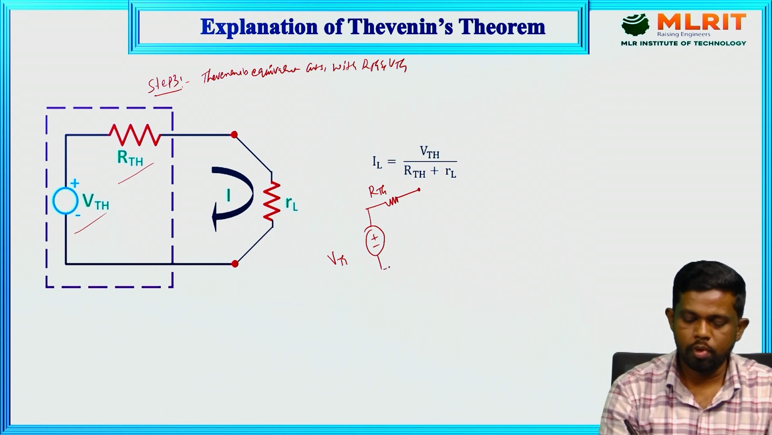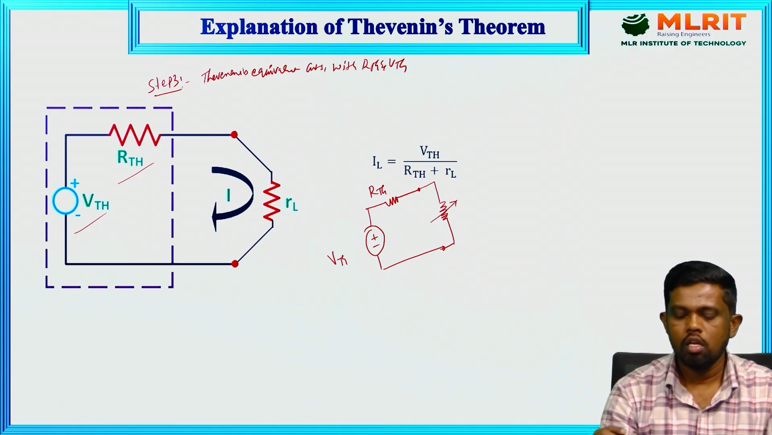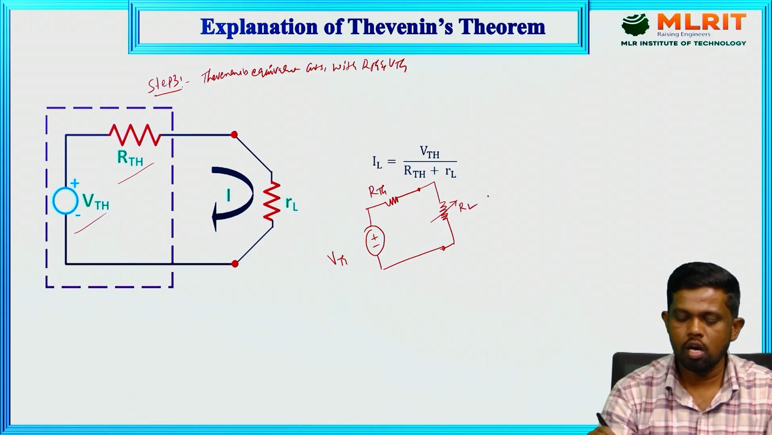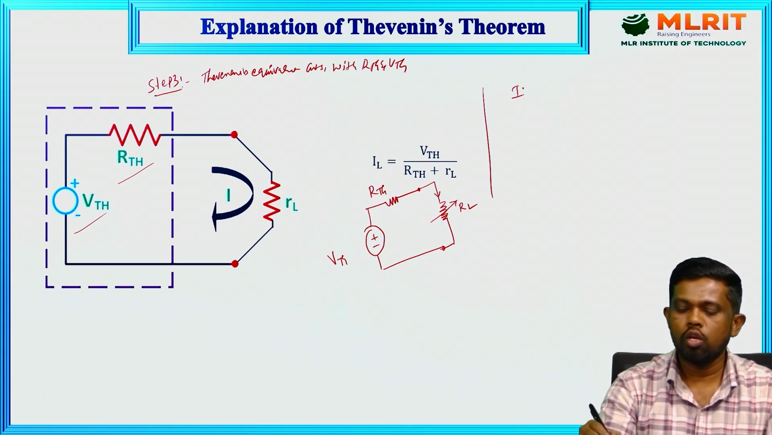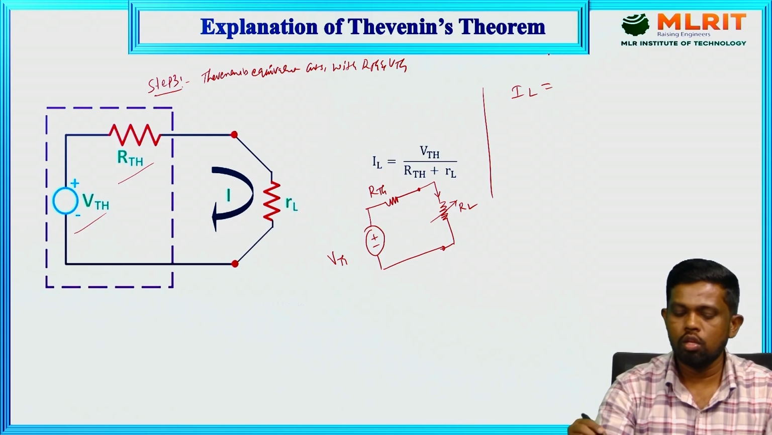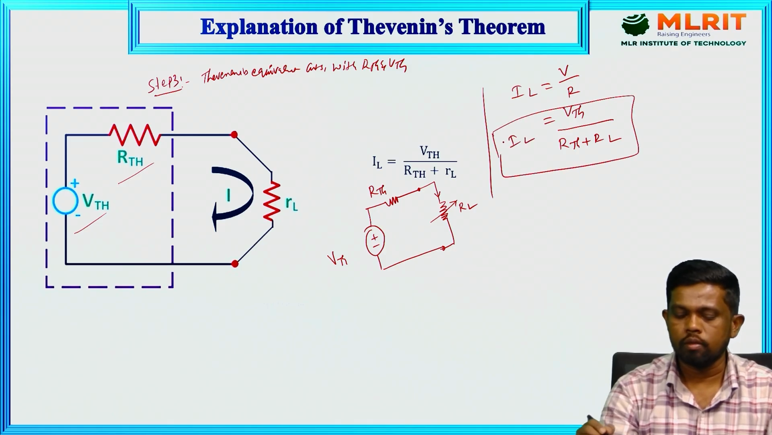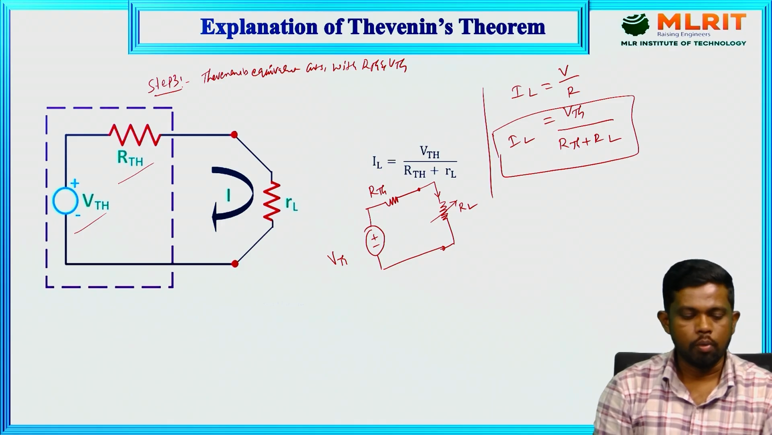Here these are the open terminals or load terminals. We can connect the load resistor here. Whatever resistor we removed in the earlier stage, we can connect here. That corresponding element is the RL element. Then find out the load current value. We need to find the current through the load resistor according to Ohm's law, V upon R. So here VTH upon the total resistance, that is RTH plus RL. This is the way to get the current through the load resistor. So this is about Thevenin's theorem.